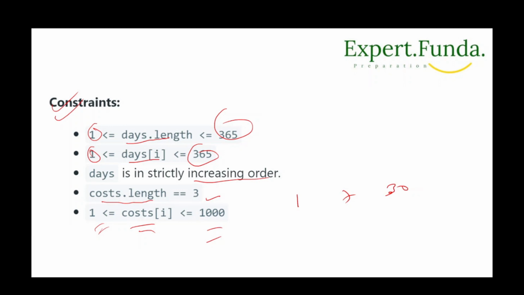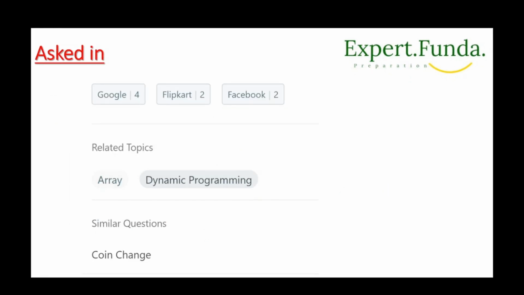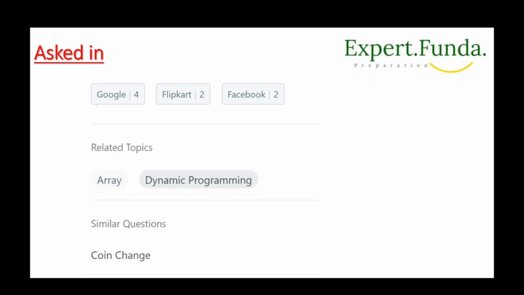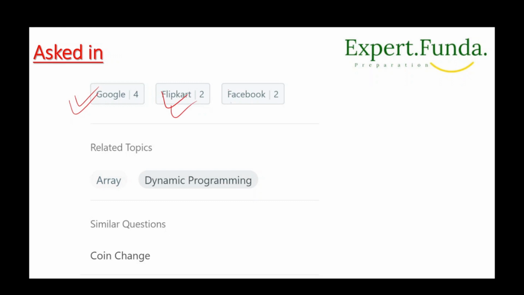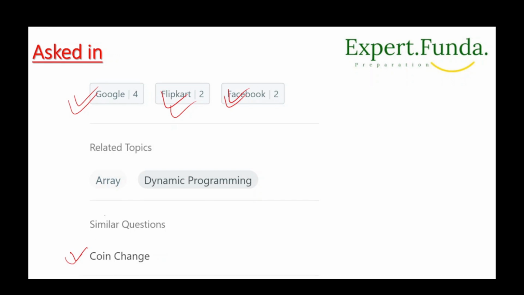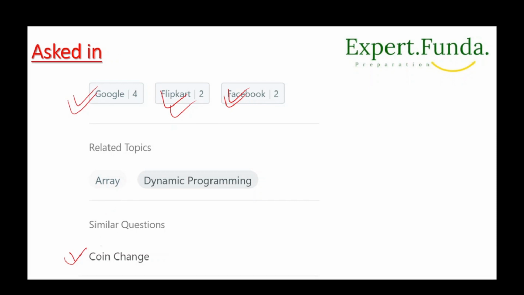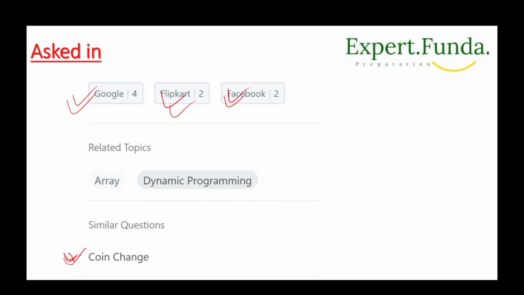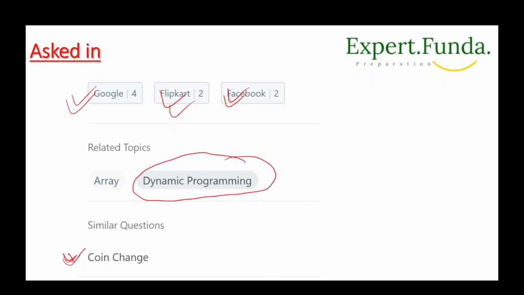So let's go to understand this question and how we can do the implementation, right? Before that I'll tell you that this question has been asked in Google, Flipkart and Facebook. This question is very important because if you already know the coin change question, it is similar to this one. So I'll recommend that after doing this one, you can do a little practice on that. If you find any issue, you can ping me here and I will provide you help there. This type of question belongs to dynamic programming, right?